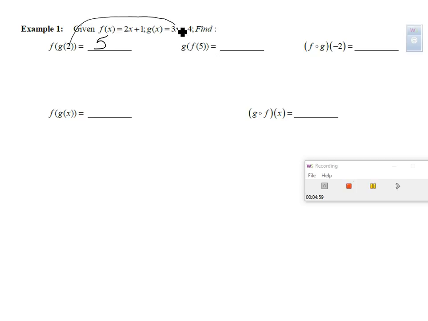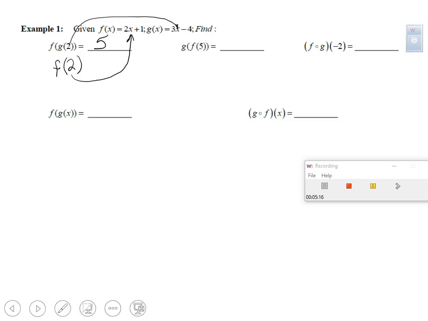So I'm going to take 2 and plug it right there. 3 times 2 is 6. 6 minus 4 is 2. So I've got a 2. I'm going to take that 2 and plug it into f now. So I'm going to take that 2 and plug it right there and get an answer of 5.